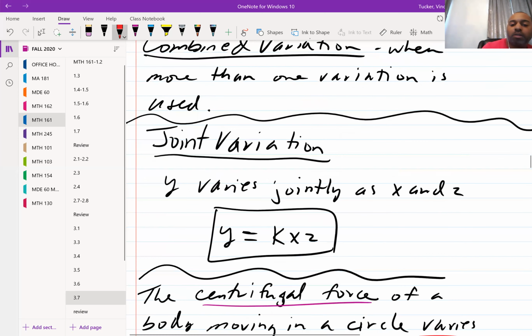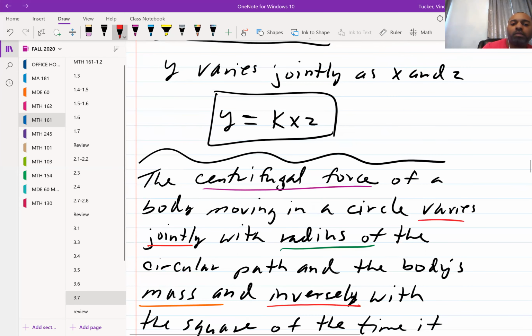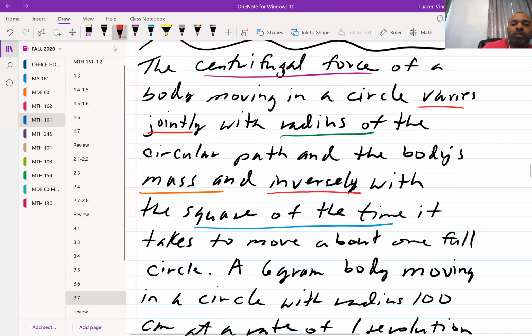All right, so let's look at the next one. The centrifugal force of a body moving in a circle varies jointly with the radius of a circular path and the body's mass, and inversely with the square of the time it takes to move about one full circle. Give you a chance to write that before I go up.